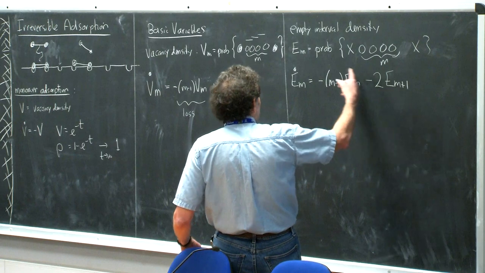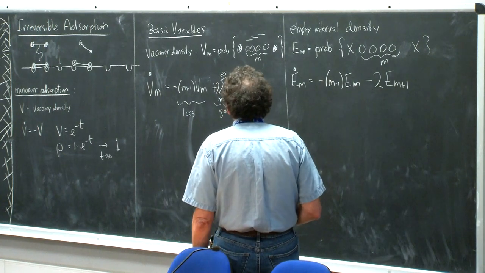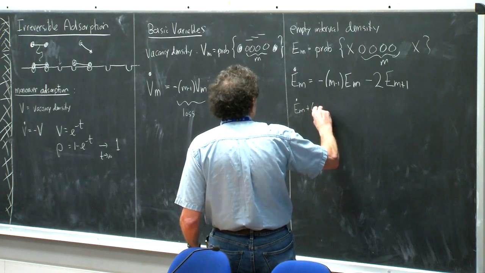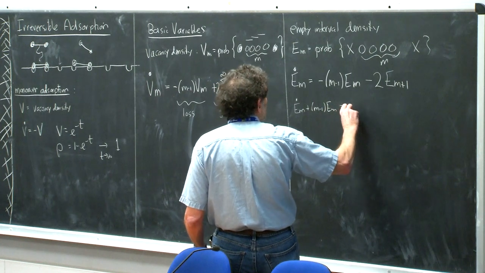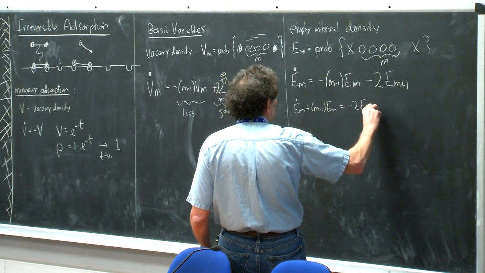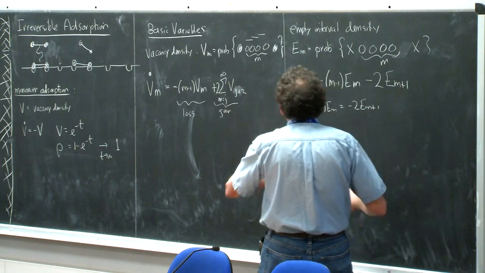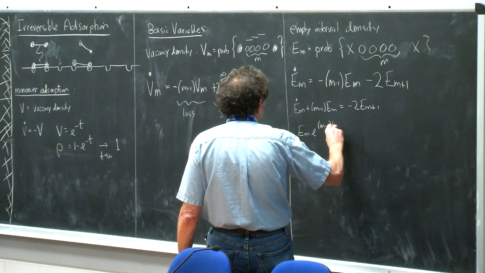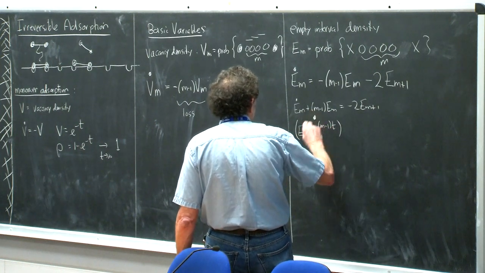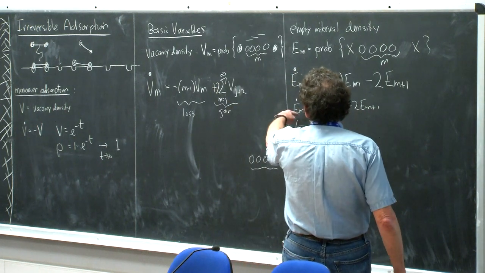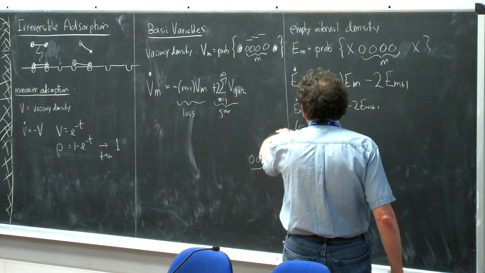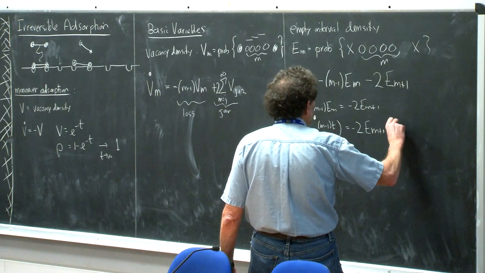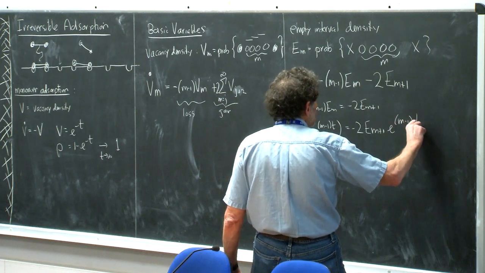Well, you see that it's a first order equation. I could write E_m dot plus (m minus 1) E_m is equal to minus 2 E_(m+1). And then you say, well, let's write this as a total derivative. If I multiply through by e to the (m minus 1) t, then this plus this is just the time derivative of this combination, E_m e^((m-1)t) dot. So this is equal to minus 2 E_(m+1) e^((m-1)t).